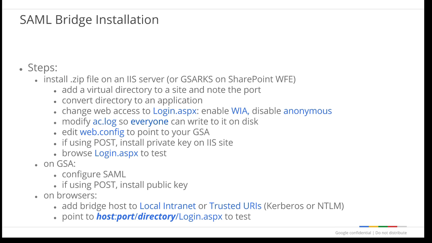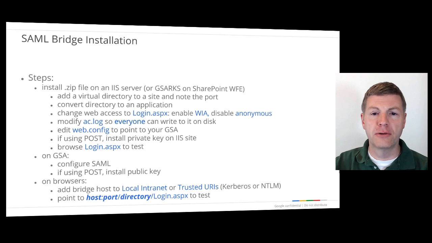The instructions for configuring the SAML bridge are located within the Google Search Appliance documentation, but those instructions don't cover the use of post binding. That information is available from the SAML bridge download site on code.google.com.